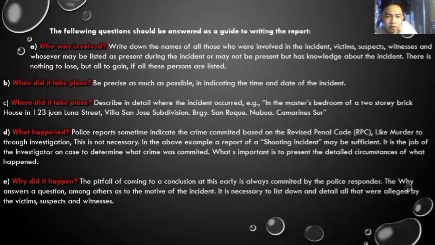Where did it take place? Describe in detail where the incident occurred. For example, in the master's bedroom of the two-story brick house at 1231 Lewin Street, subdivision, barangay. Sa police blotter, kahit shooting incident lang muna ilagay mo, sa investigator na.